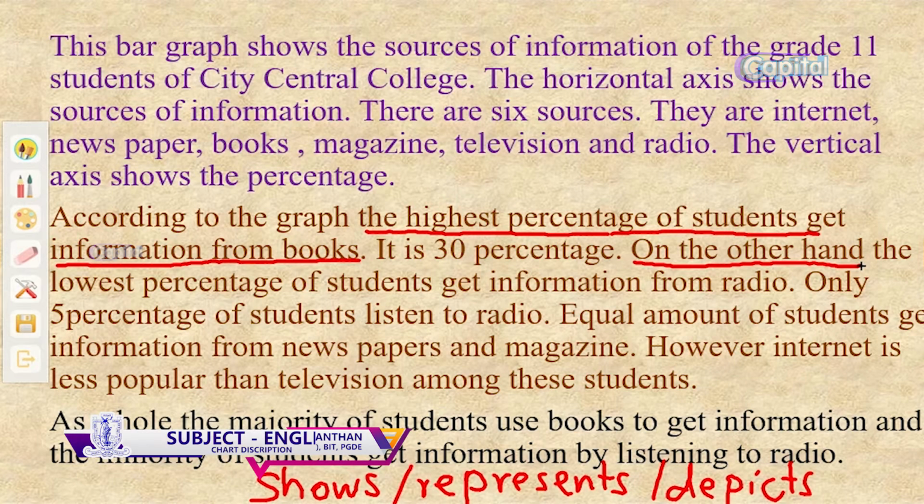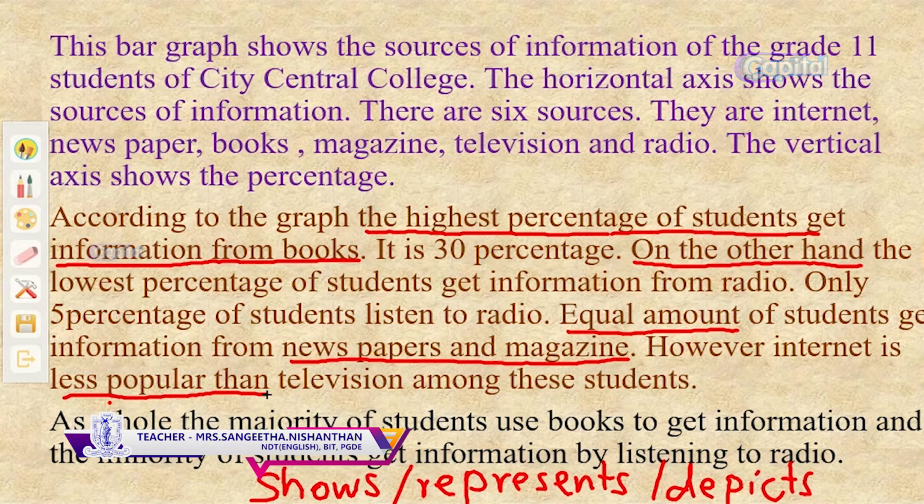Then we should talk about the equal amount. An equal amount of students get information from newspapers and magazines. However, internet is less popular than television among these students. Less popular is used here, less popular, less than. Right? This is the key data. This is enough.